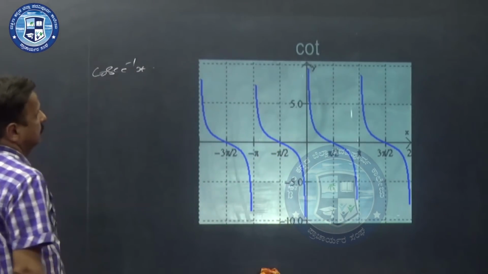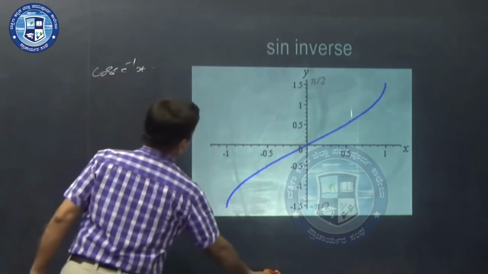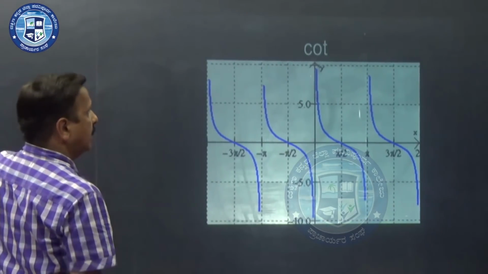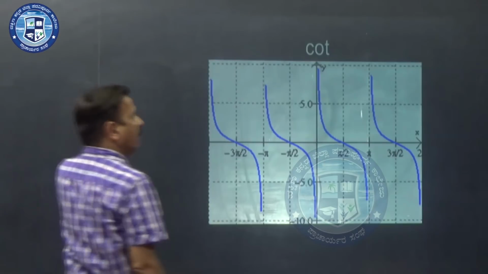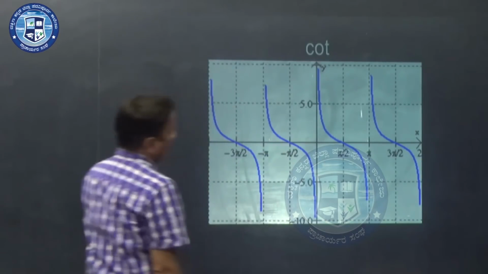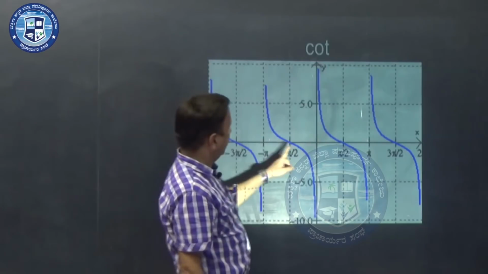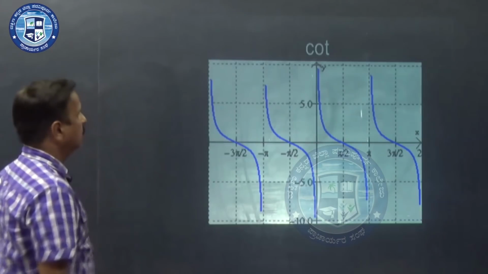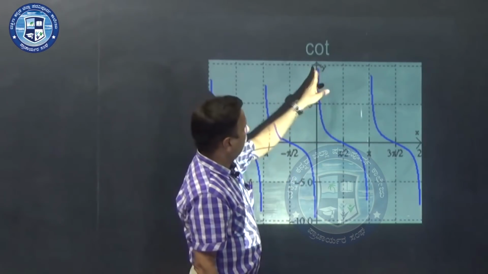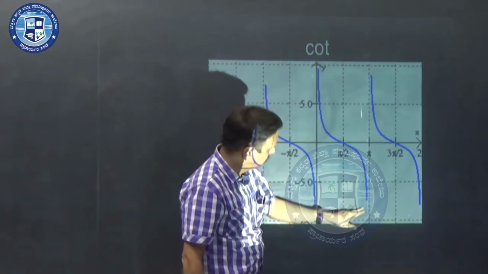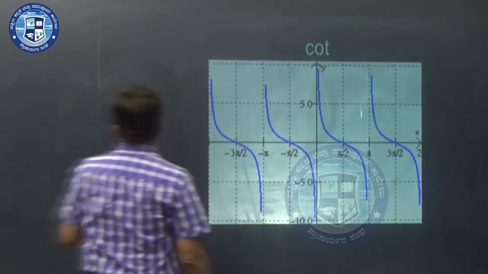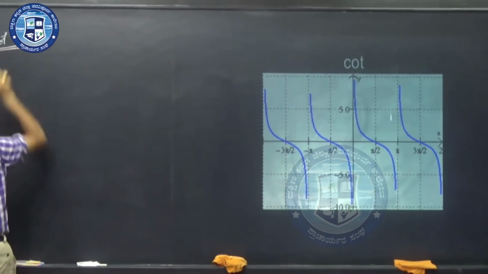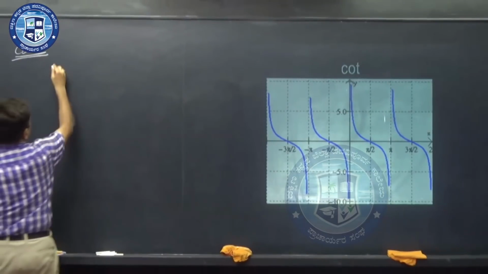Next, cot. Okay, you just consider cot. Now, if you take this particular cot function, this is the graph of cot x versus x. You can't select an angle between minus pi by 2 to plus pi by 2, because the curve is not continuous here, but you find that the curve is continuous here between 0 to pi. I am discussing under the heading of cot inverse. Look at this cot function.